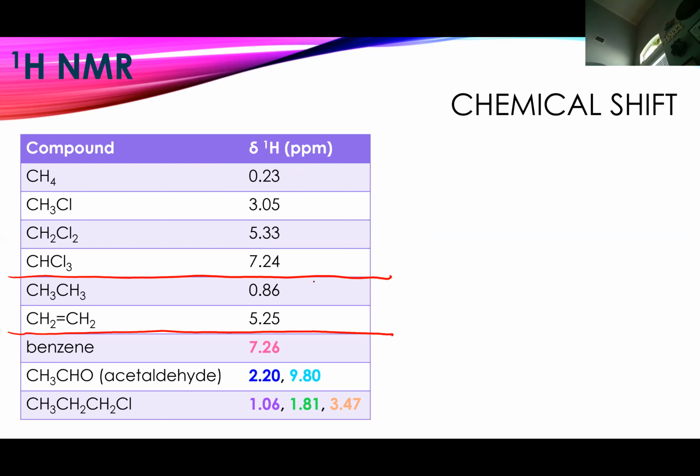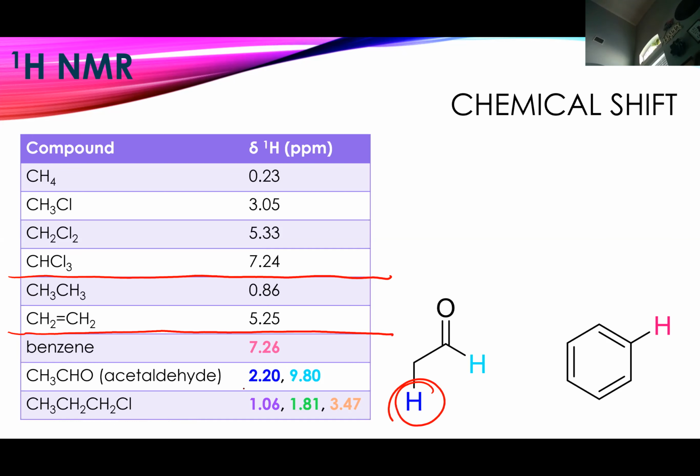Our next example is visual. So benzene, the hydrogens on benzene would show up at 7.26. For acetaldehyde, you have two different types of hydrogens present. The one that's on the CH3 group is going to be at 2.2, but the aldehydic hydrogen is at 9.8.